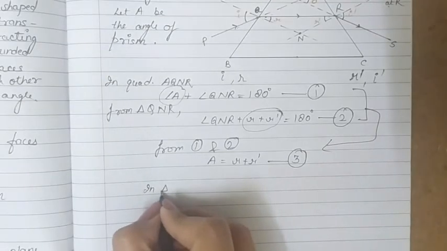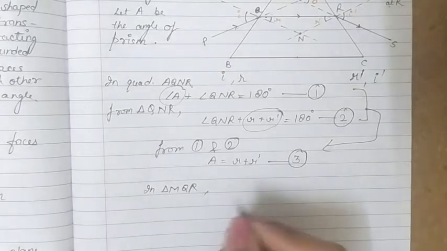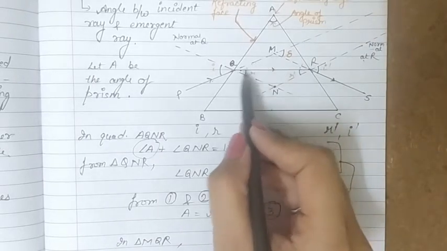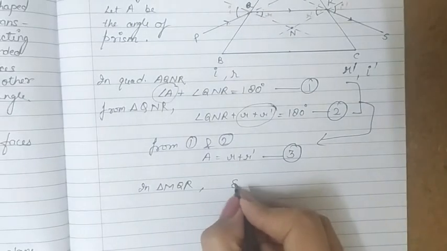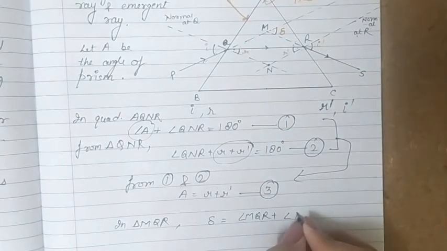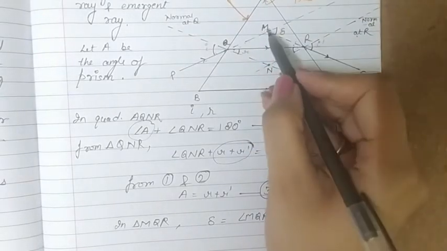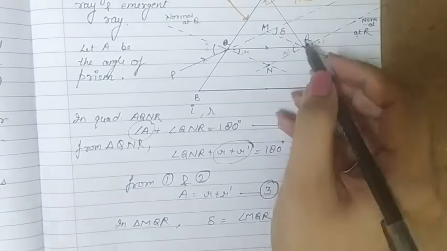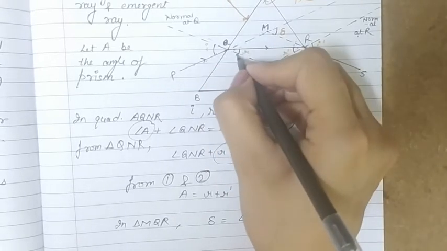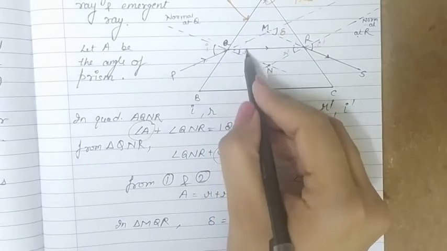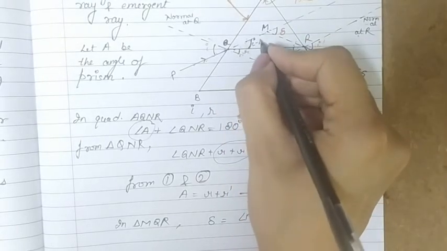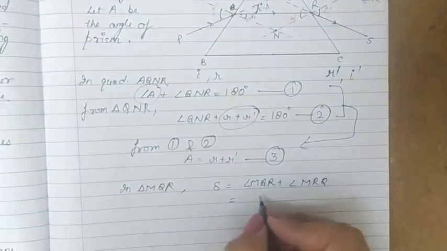So in triangle MQR, by applying the exterior angle property, this angle delta is the sum of these two angles, meaning MQR and MRQ. So we can write delta is equal to angle MQR plus angle MRQ. Now we can write angle MQR as I minus R. If we see, these lines are crossing each other, and these two angles are vertically opposite angles. So the whole angle MQN is I, because these are vertically opposite angles, and we just want this section. So this section will be I minus R. Means in place of MQR we can put the value I minus R.